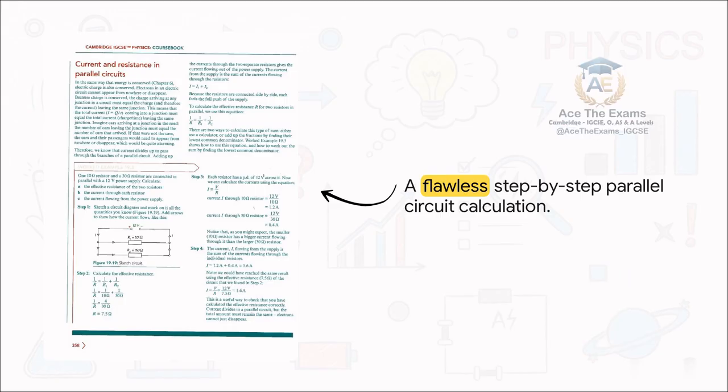And here's a massive cheat code for your exams. The combined resistance in a parallel circuit is always smaller than the smallest individual resistor. If your total is higher, you know for sure you've messed up the math somewhere.